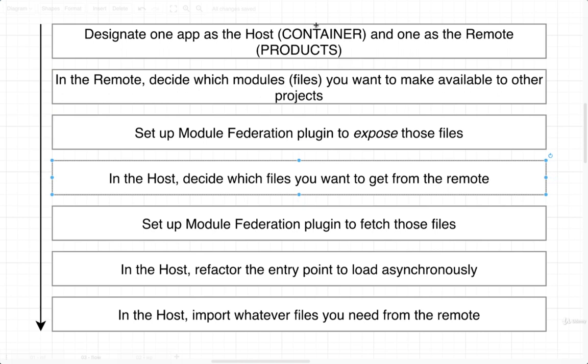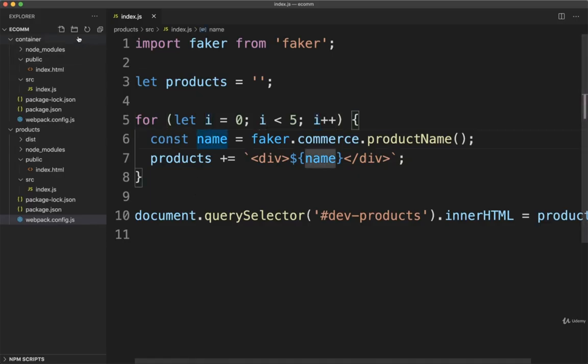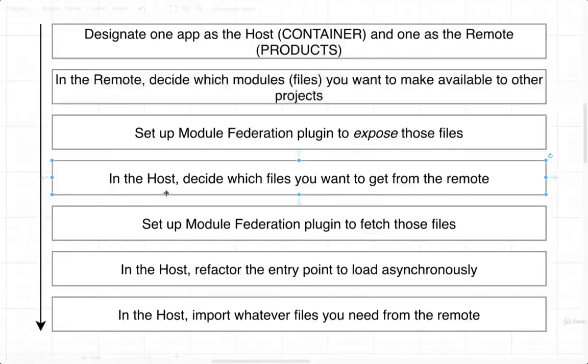Inside of our host, which is our container, we're then going to decide which files we want to get from the remote. So in our case, once again, really easy decision. There's only one file available. The only file that we can get access to inside of our host is the index.js file inside of products. So we want to get access to that file. Once we've decided upon that, we're going to set up the Module Federation plugin inside of our host as well.